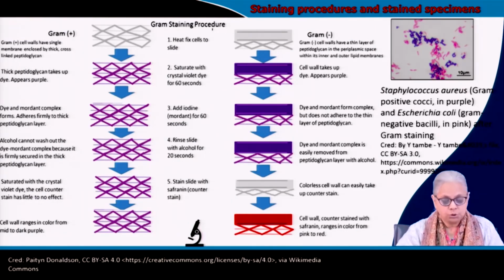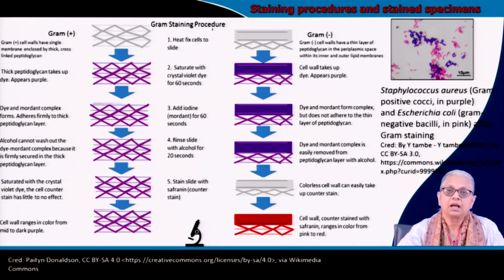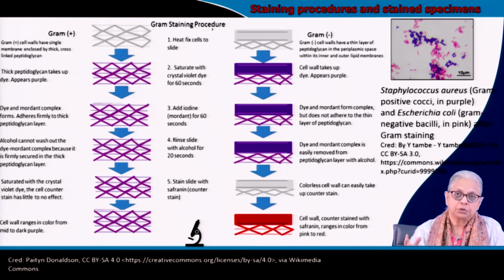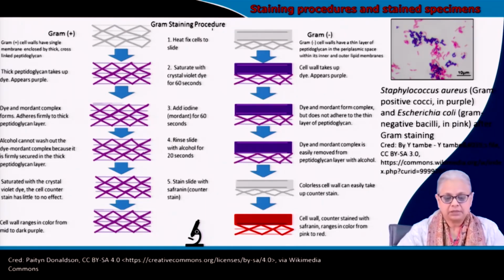Let's now come to a very famous staining procedure, and that is the basis of classifying bacteria as gram-positive and gram-negative. If you remember the three domains, we have archaea, bacteria, and eukarya. Out of the bacteria, we have two groups, gram-positive and gram-negative. So let's take a look at gram staining.